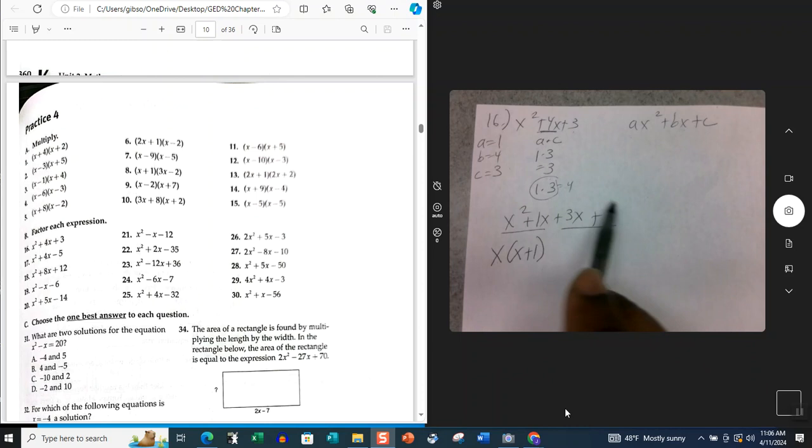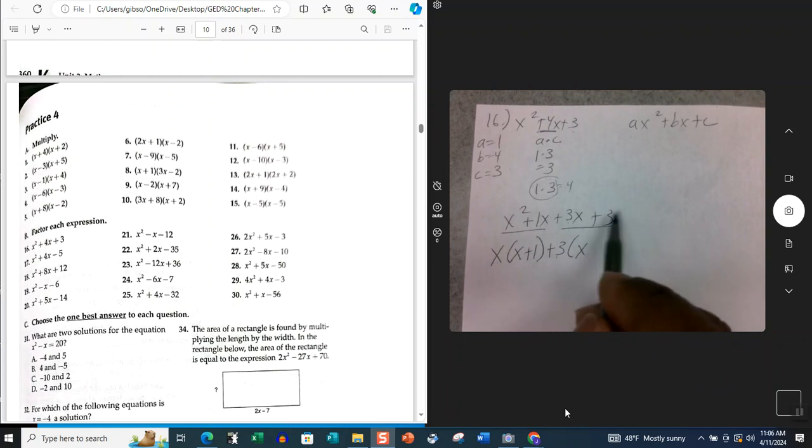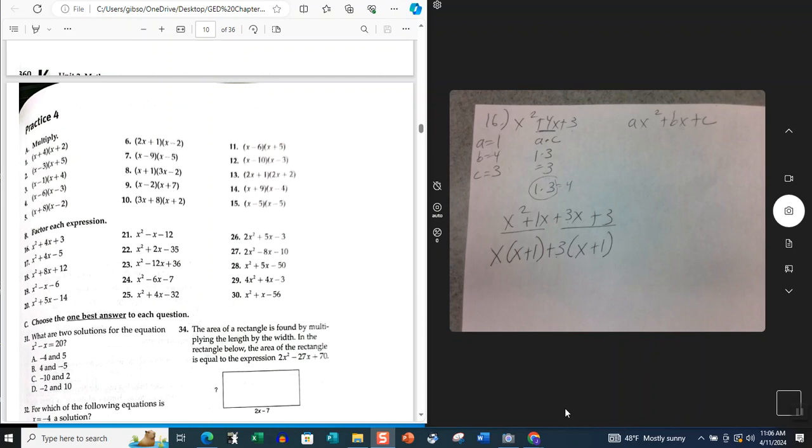Next, we come to the second two terms. 3x and 3. They both have a positive 3 in common, so you will put plus 3. 3x divided by 3 leaves you x, and 3 divided by 3 is 1. Now, that was step 7.